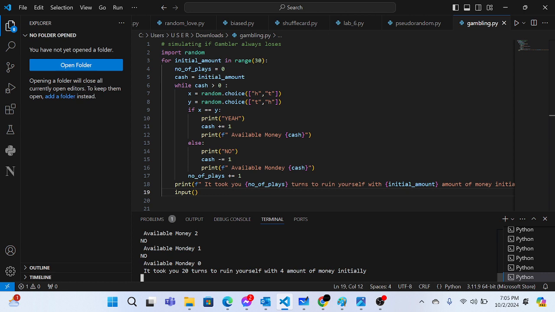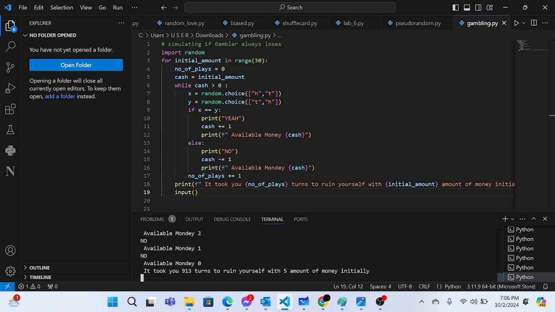Okay, now with $4, it took him 20 turns to ruin himself. See, everywhere he is going to 0. No matter how much money he comes up with, he is eventually going to 0, right? Even though we are just decreasing by 1 at a time, he is always going to 0 at some point. So that means he's always going to ruin himself.